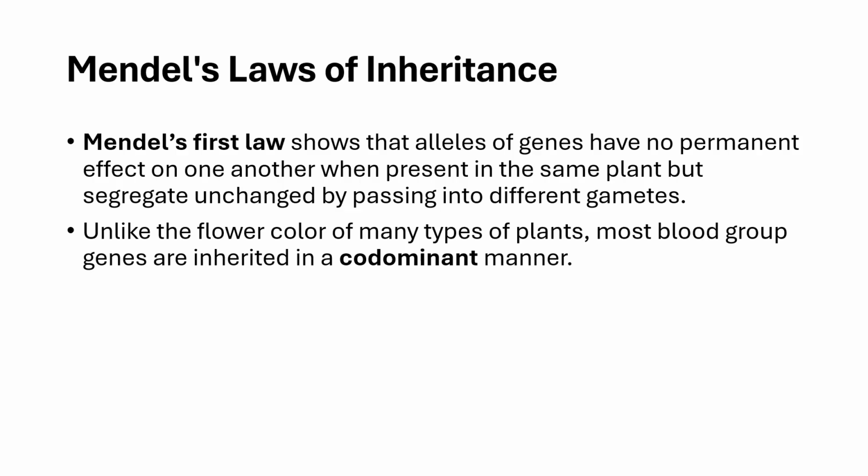Some implications: understanding codominance in blood group inheritance is crucial for accurate blood typing, transfusion compatibility, and predicting inheritance patterns in families.